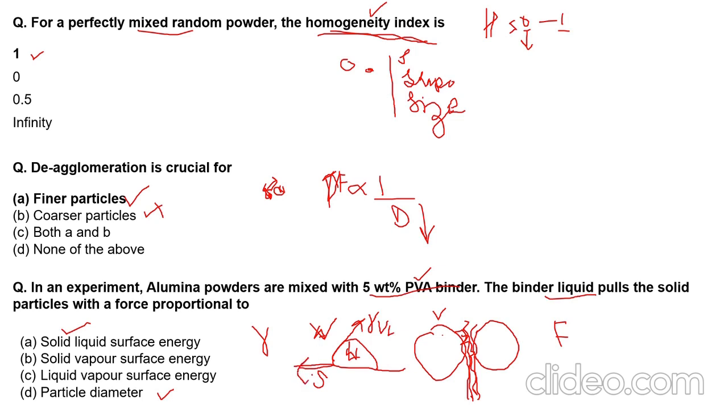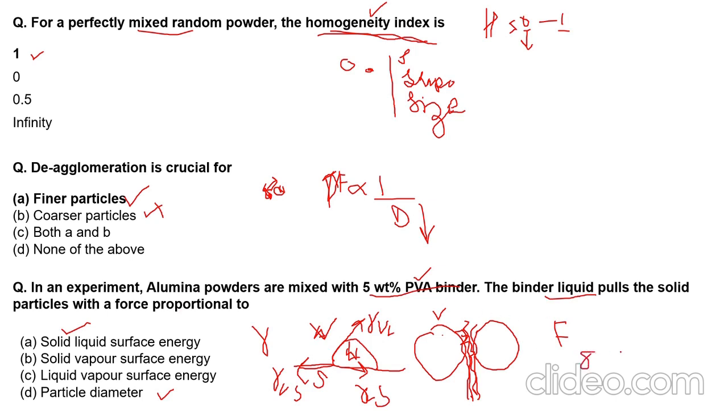The surface energy where we have two surfaces in contact, the vapor and the solid, will be gamma VS. Then we have another interface, which is this solid liquid interface. So that will be here. So basically we have three interfaces.